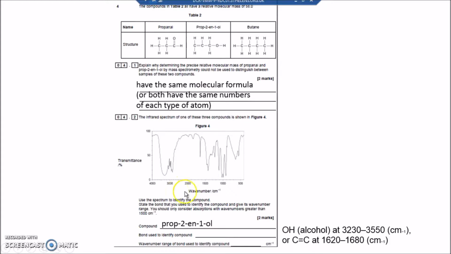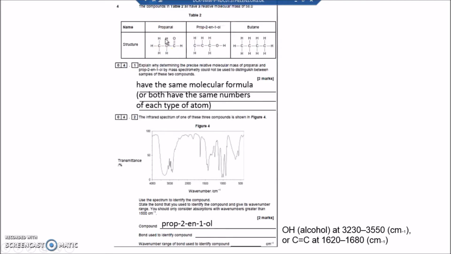The bond used to identify the compound, the OH of the alcohol, at 3,230 to 3,550. That's taken directly from the data book. Remember to quote this. Or you could have had carbon-to-carbon double bond at 1,620 to 1,680, again from the data book, which is this one here. Those are the wavenumber ranges of the bond used to identify the compound, the numbers that you have to quote.